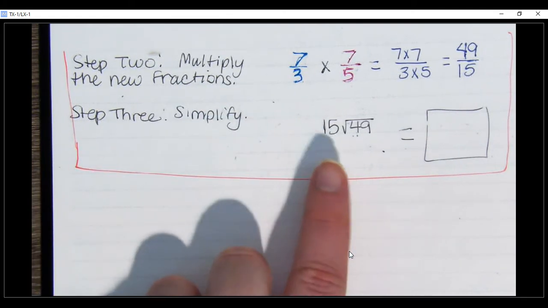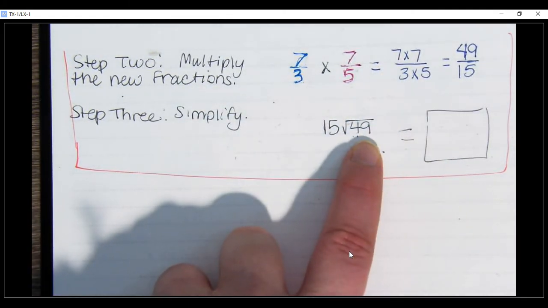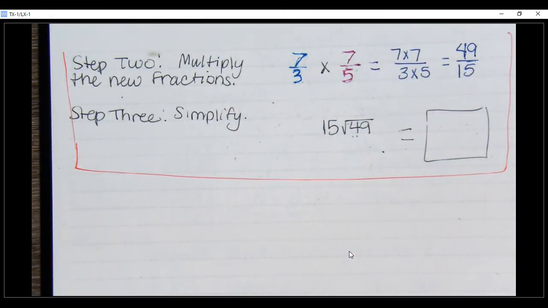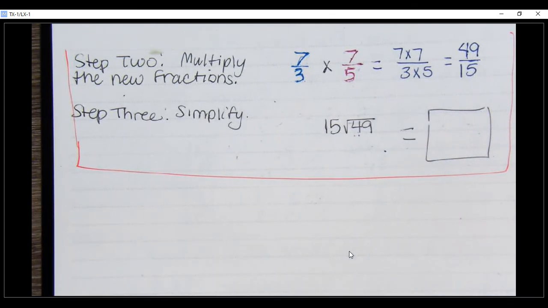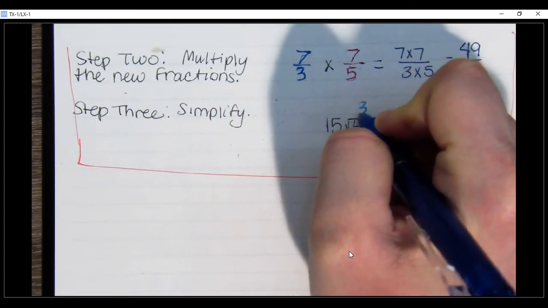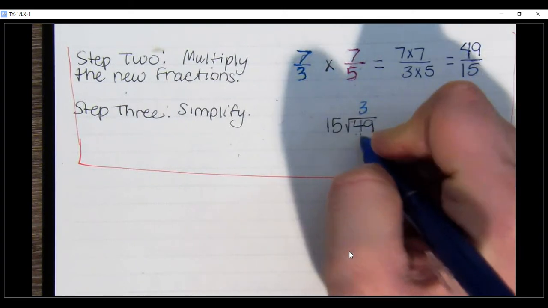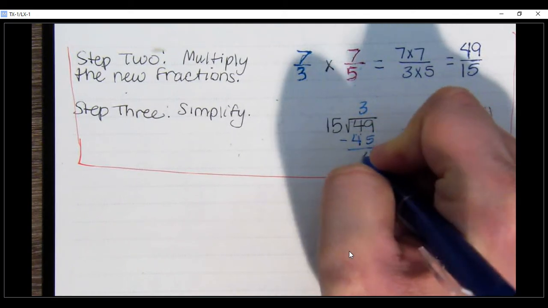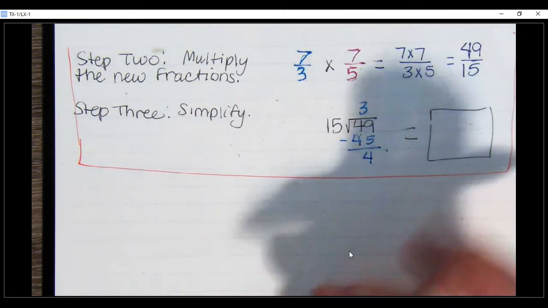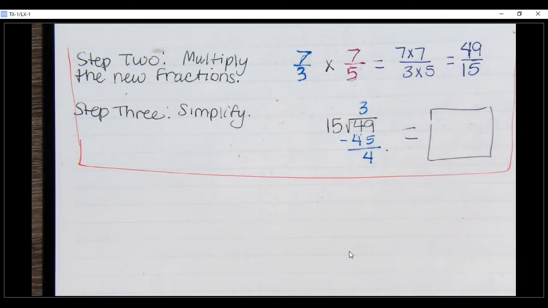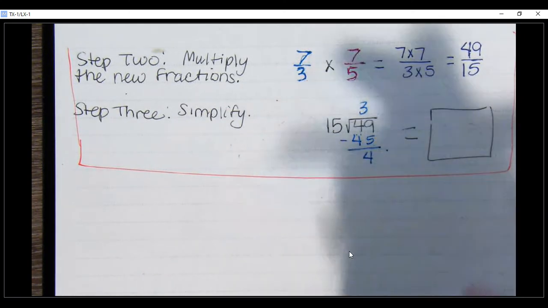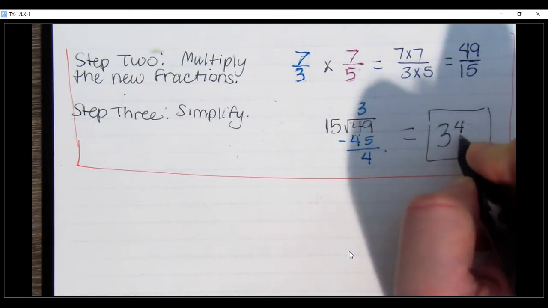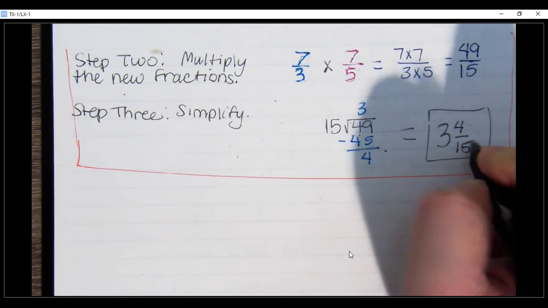And we have our answer as an improper fraction, but we know we can't keep that, so we're going to simplify. So again, our numerator goes inside the division box. Our denominator is on the outside. And let's solve. 15 can go into the number 49 3 times without going over. 3 times 15 is going to be the number 45. When we subtract, we have a remainder of 4. That 3 is going to be our new whole number. Our new numerator is that remainder, and our denominator stays the same.